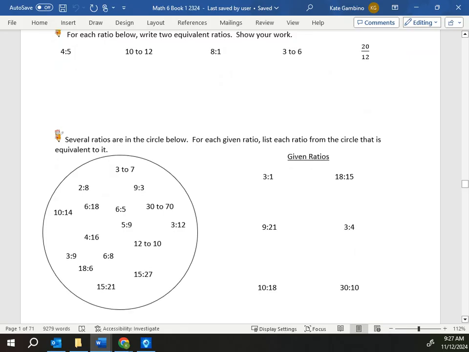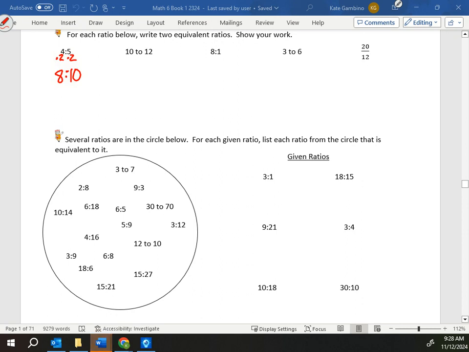So for each ratio below, we're going to write two equivalent ratios. So let's see what that means. What do you think I should do? 4 to 5. How could I find equivalent ratios? Bridget? Times them both by 2. Just like when we did equivalent fractions, we multiplied the top and the bottom by the same number. We're doing the same thing with ratios. We're multiplying all of the numbers by the same number. So that would be 8 to 10.